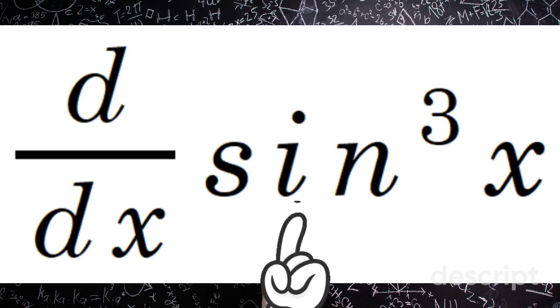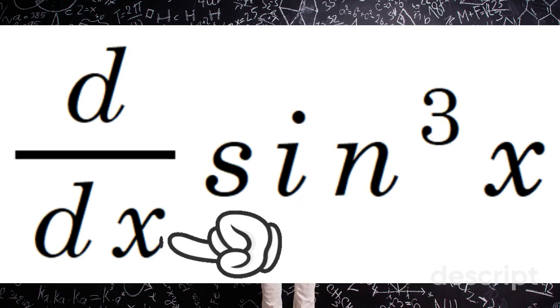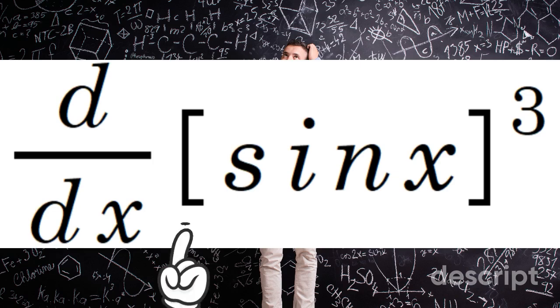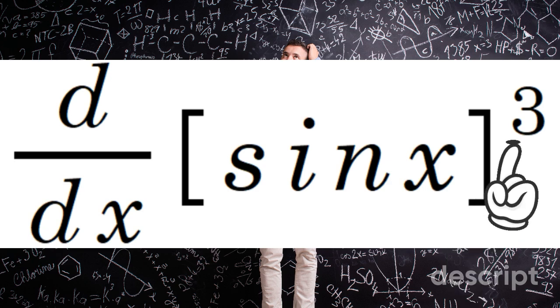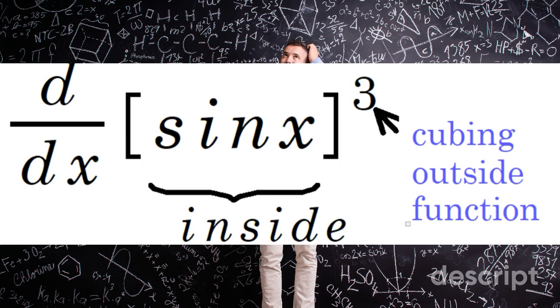Let's find the derivative of sine cubed of x with respect to x. First, we add brackets on the left and on the right around the sine function, and write the 3 as an exponent on the outside. We need to do this in order to identify the inside and outside functions easily. Here, the inside function is sine of x, and the outside function is the cubing function.